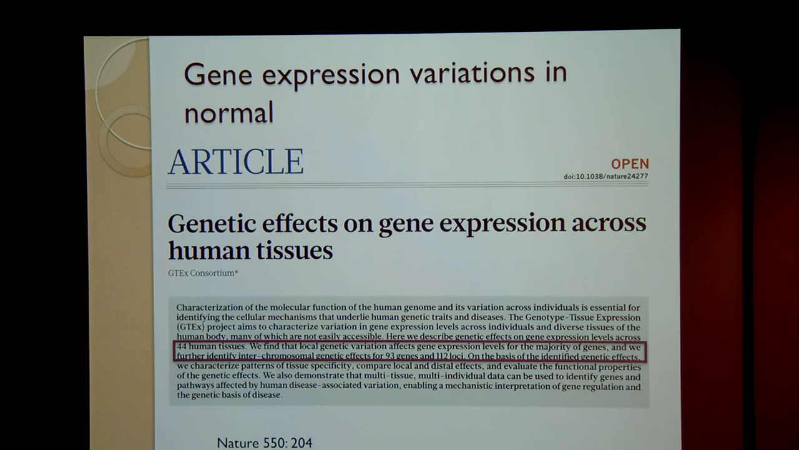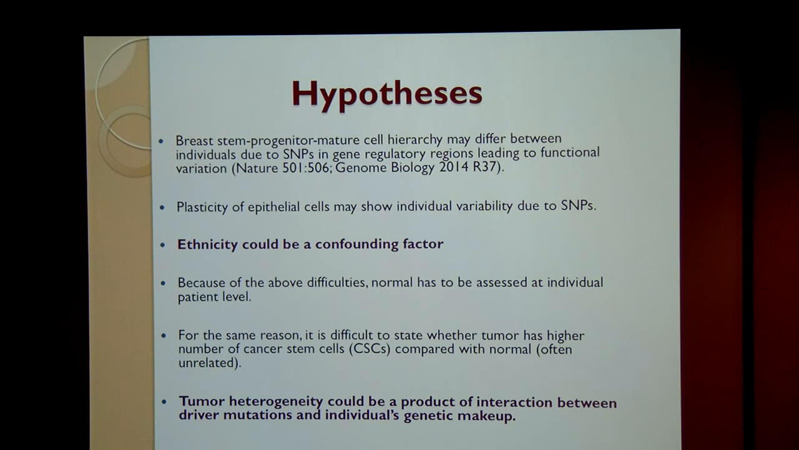So considering these aspects, these are the hypotheses the lab has been pursuing. One, the level of the breast stem cell, progenitor cell, mature cell hierarchy differs between individuals because of single nucleotide polymorphism. So that changes the plasticity of epithelial cells, which may show individual variability. Ethnicity should be a confounding factor. Because of this, we cannot really define what is normal. We may have to define normal at an individual level rather than taking the global normal. So that's why it complicates our ability to measure the cancer stem cells.